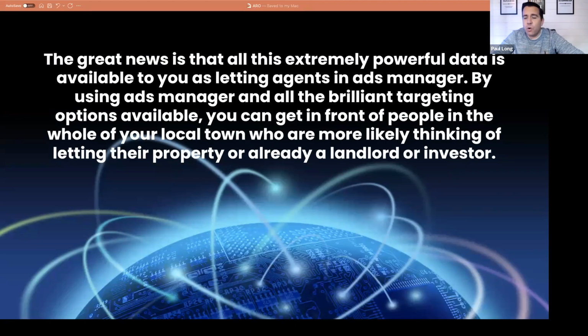Now, the great news is all this powerful data is available to you as estate agents and letting agents, allowing you to get in front of landlords and investors a lot earlier and before your competition does. So this data is available for you in Ads Manager, and you can get your messages in front of landlords and investors in your town a lot earlier.